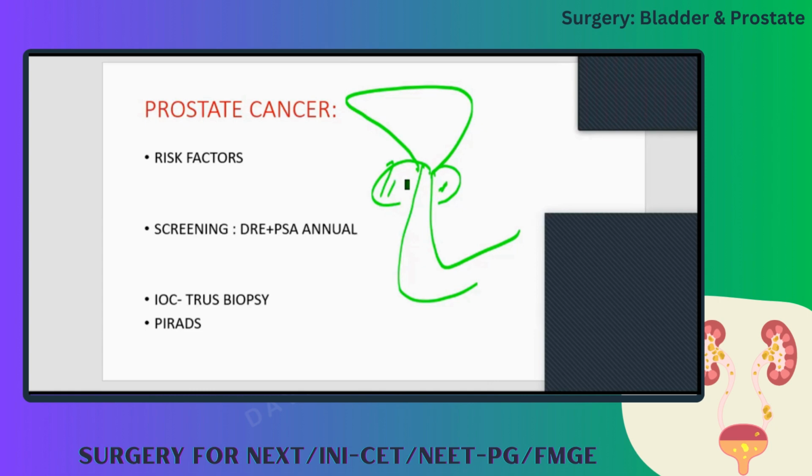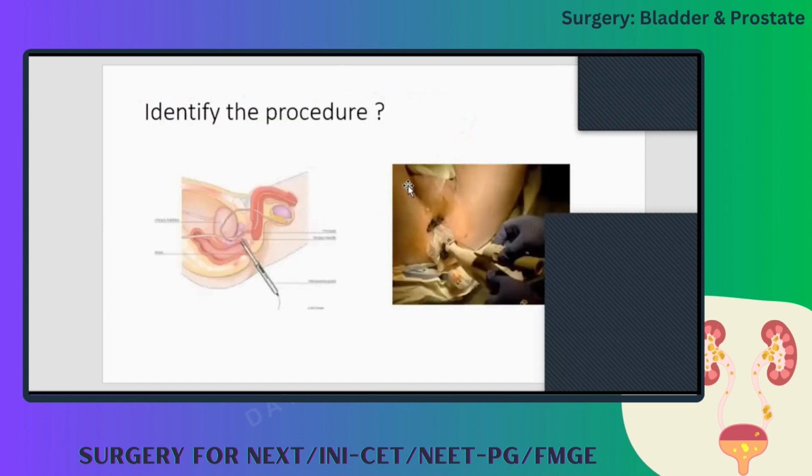So how to get a biopsy from the prostate? Prostate is somewhere below. So how to get it done? So what is he doing here? Identify the procedure. Rectoscopy. Endoscopy. Okay. It's not endoscopy. It is putting a scope in the rectum. This is a rectal biopsy.